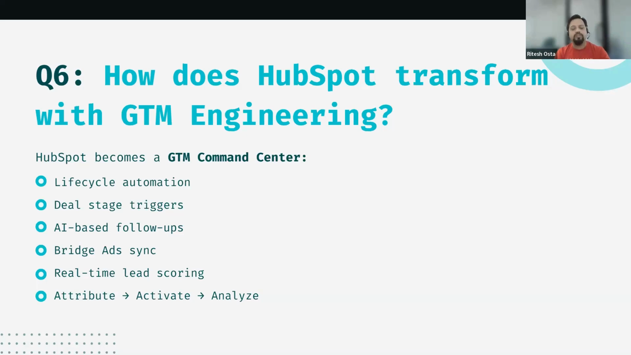Now we are talking about lifecycle automation, deal stage triggers, AI-based follow-ups. All of that is possible. Breeze ads was already there, but I think they are going to come with more tool sets. They have already come with a very good tool set for target account marketing, account-based marketing. Real-time lead scoring, yes. Now we don't have to create workflows for lead scoring. They are coming up with that as well, and it is based on attribute values. They're helping us to activate and analyze.